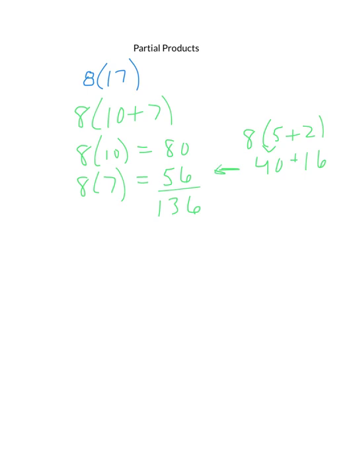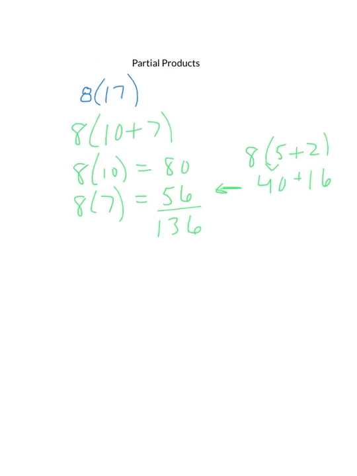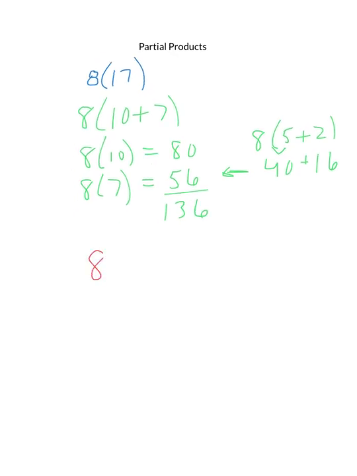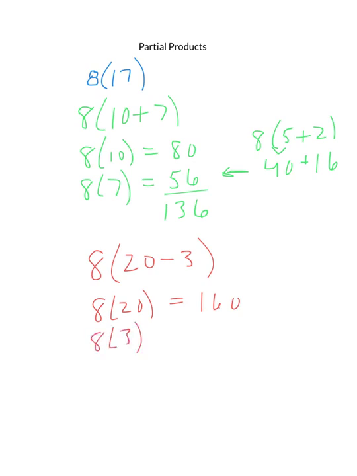Another way to use it is actually look at it this way. Couldn't we say that 17 is the same as 20, lose 3? So 8 20s is 160. 8 3s is 24. If I subtract the 24, that's also going to give me 136. So that's another way to use partial products.